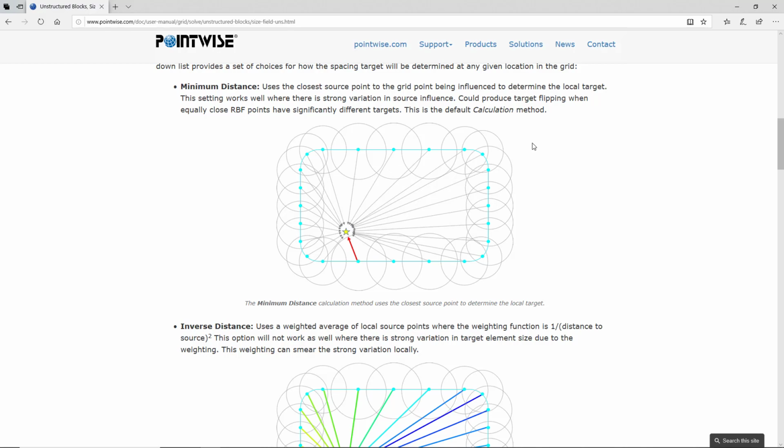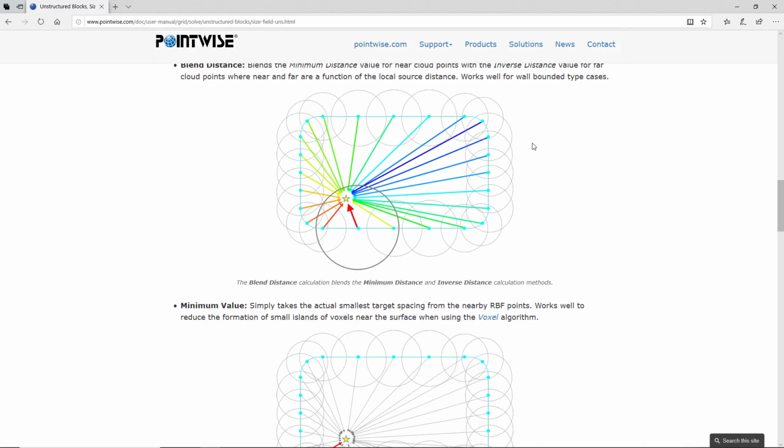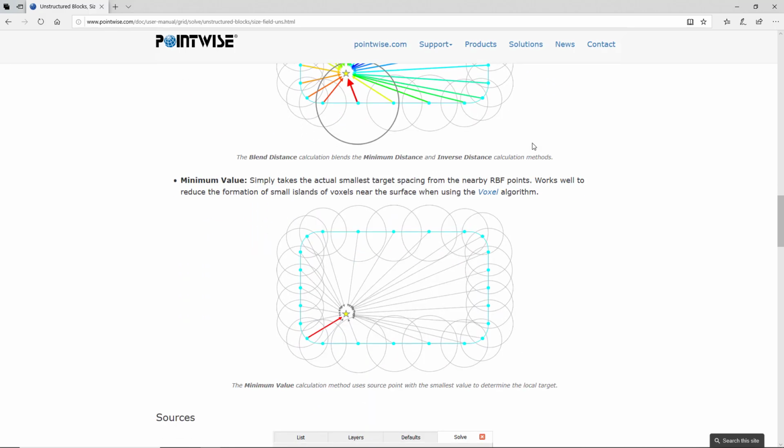Last week in our video, we covered minimum distance and inverse distance. So this week we're going to discuss blend distance and minimum value. Blend distance uses a combination of minimum distance and inverse distance to arrive at the spacing for a specific point. Minimum value looks at all of the points around and takes the one with the smallest value. So what does that look like in practice?